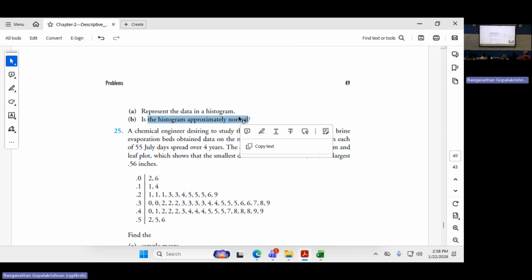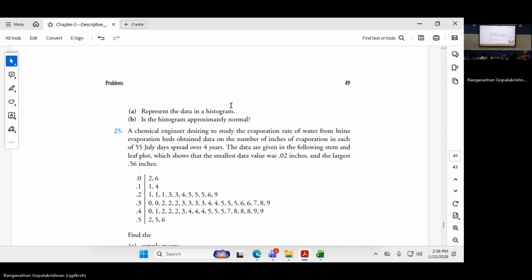So you are now asked, is this histogram approximately normal? To answer that question, what else do you need? You need the standard deviation first. And then you check whether within one standard deviation 68% of the values are found. You need to check that. Okay. So before we do anything, let's calculate standard deviation, shall we?